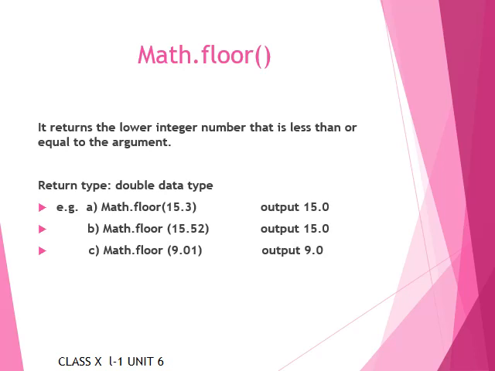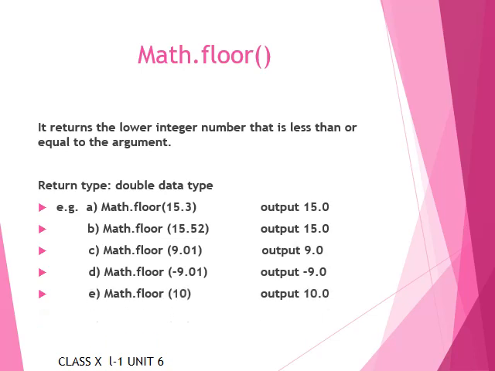Math.floor 9.01, output is 9.0. Math.floor minus 9.01, output is minus 9.0. Math.floor 10, output is 10.0. And Math.floor minus 0.03, output is minus 1.0. That means floor always gives you the lower integer.